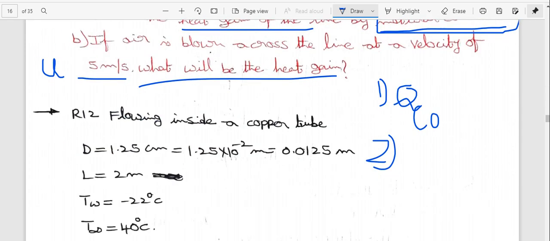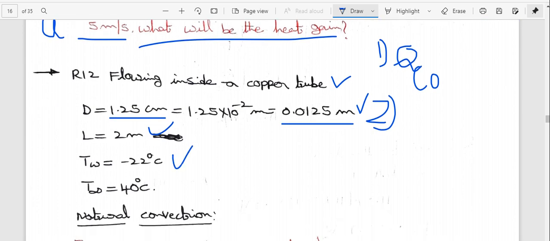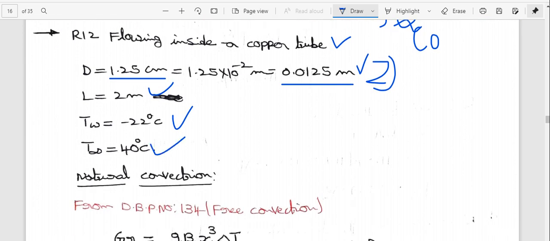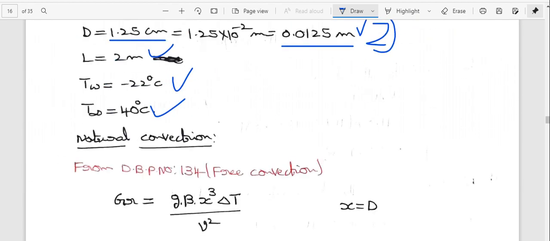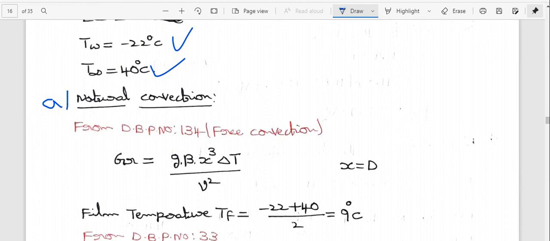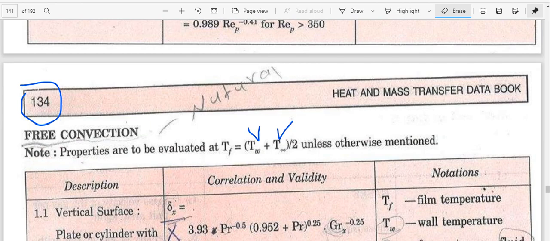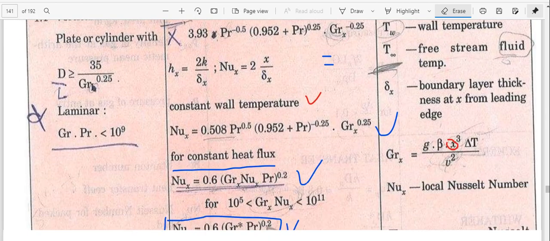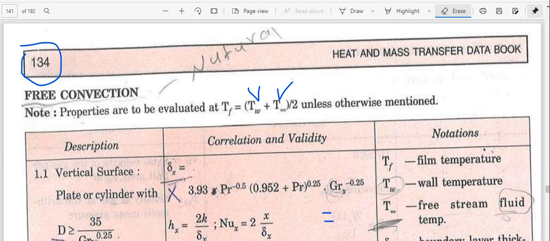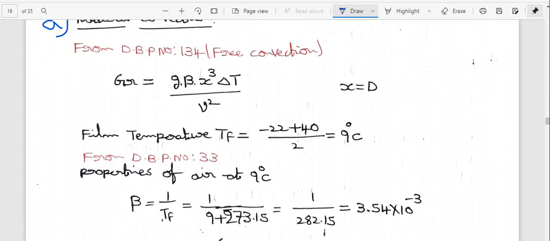So here R12, the refrigerating fluid, flows inside a copper tube. The diameter is 1.25 centimeters, converted into 0.0125 meters, and L equal to 2 meters. Wall temperature is minus 22 degrees and T infinity is equal to 40 degrees. First I am going to calculate natural convection, that means free convection, from data book page number 134. We need to calculate the film temperature. So T film is equal to minus 22 plus 40 by 2, which is 9 degrees.